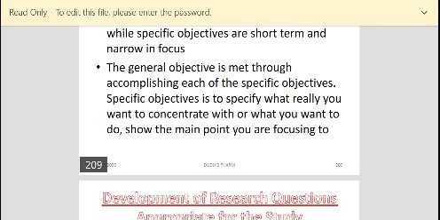The general objective is met through accomplishing each of the specific objectives. The specific objective is to specify what you really want to concentrate on or what you want to do. It shows the main point you're focusing on. This is what I was trying to explain.